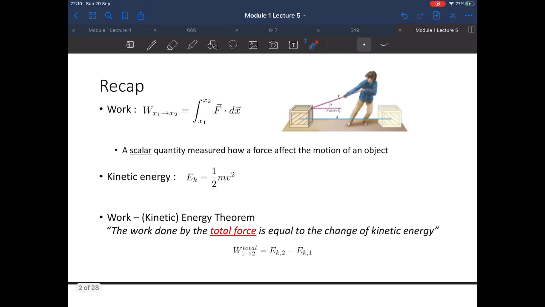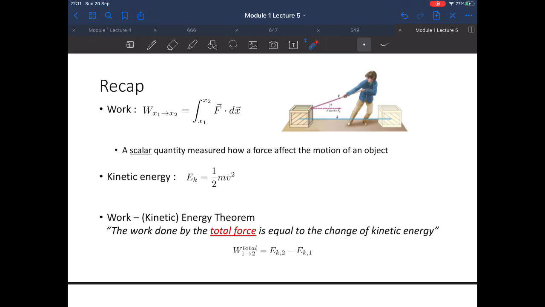Next, we talk about work, which is a scalar quantity that measures how a force affects the motion of the object. By affect here, I mean how the force makes the system move. So if you have a force that does not make the system move, then the work is zero. If the force makes the object move in the same direction as the force, then the work is positive. Or if you have a force acting in the opposite direction to the motion of the system, then the work done by that force would be negative.